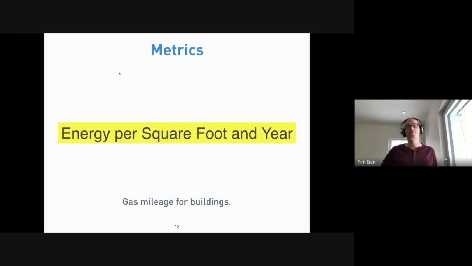Metrics, as I mentioned, we have sort of our gas mileage for buildings, energy per square foot and year, and I know you're all at CEE involved in measuring and optimizing buildings, so this is probably right in your wheelhouse as well. I think these metrics are really helpful. Where they differ from one program to the next generally is what energy and what square foot. The only thing we can agree upon is what a year is. So the devil is in the details.